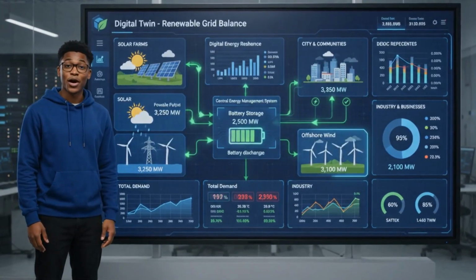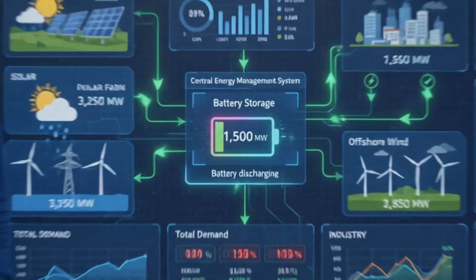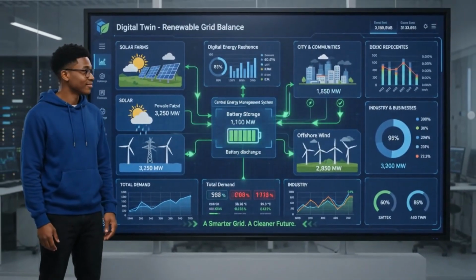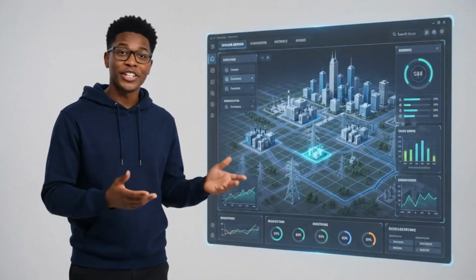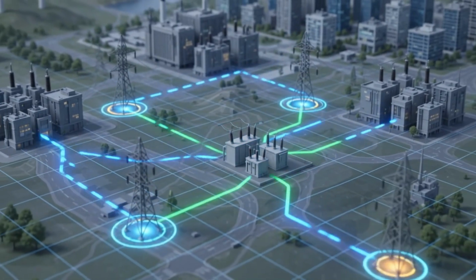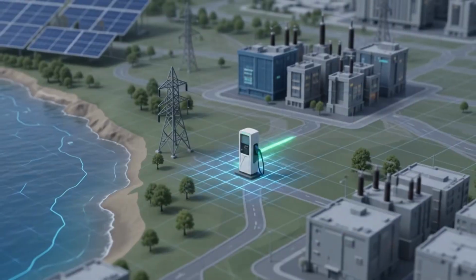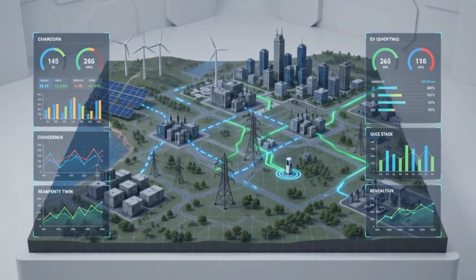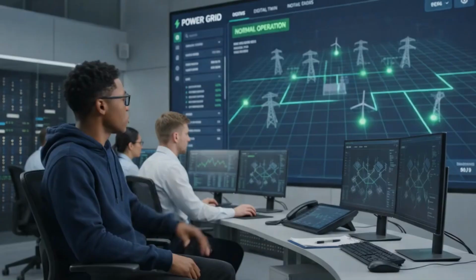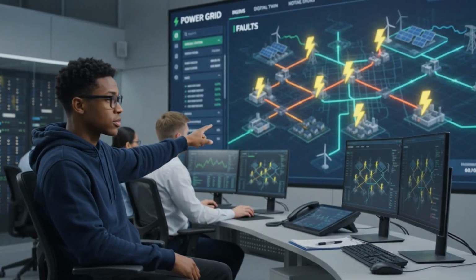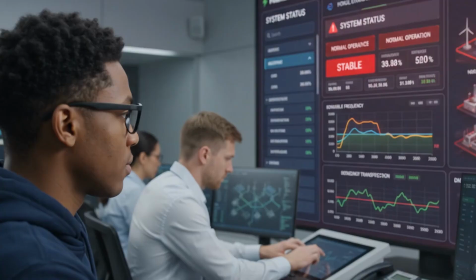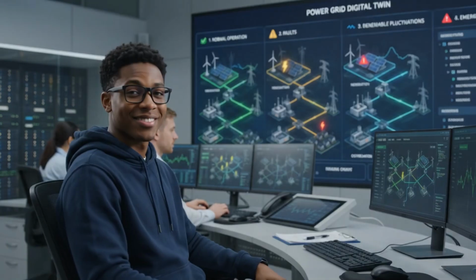Digital twins could also help integrate more renewable energy, allowing engineers to test how solar, wind, storage, and demand interact before making major changes. Before building new infrastructure, engineers can use digital models to explore different designs and see how new equipment could affect the wider power system. Digital twins could also become powerful training tools, allowing engineers and operators to practice responding to difficult situations without putting the real grid at risk.